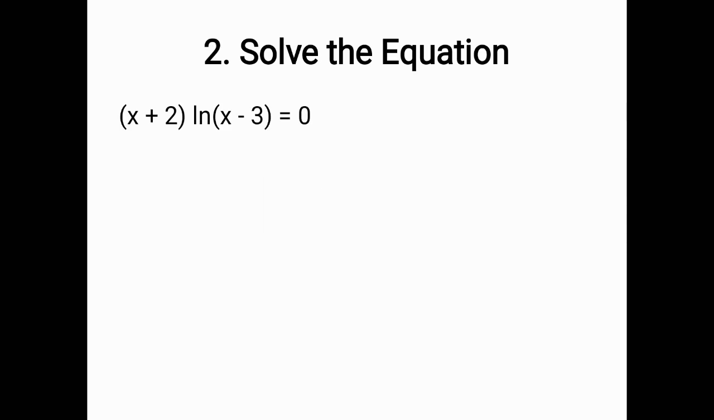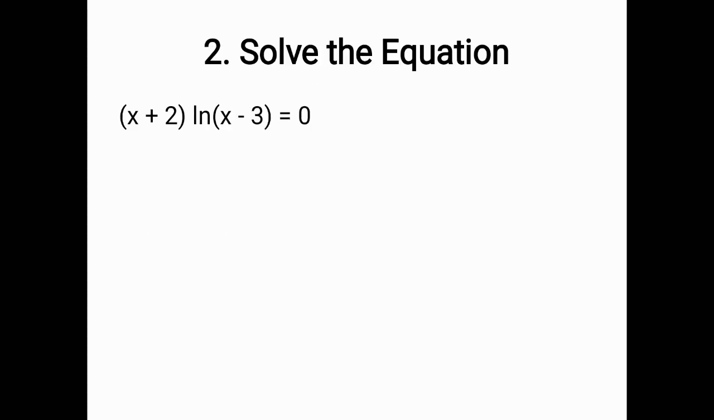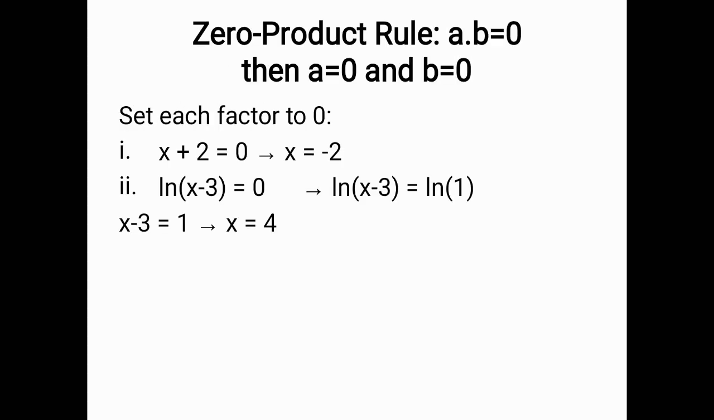Remember that x plus 2 will be equal to a, and ln(x minus 3) will be equal to b. To find the value of x in the factor x plus 2 equal to 0, x will be equal to minus 2. For ln(x minus 3) equal to 0, remember that 0 is equal to ln of 1. When you cancel ln, we remain with x minus 3 equal to 1, then x will be equal to 4.